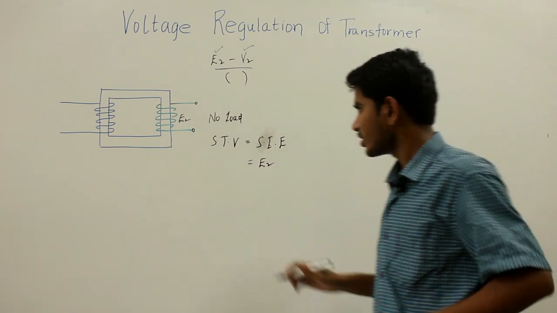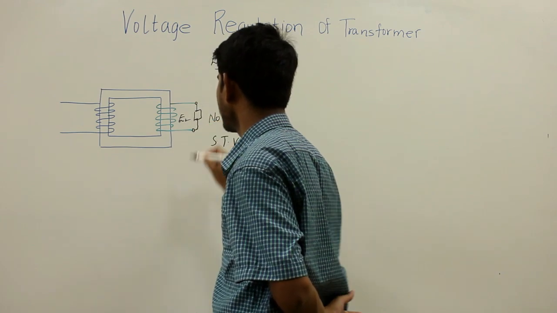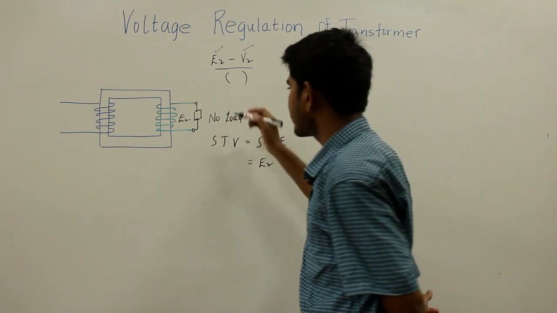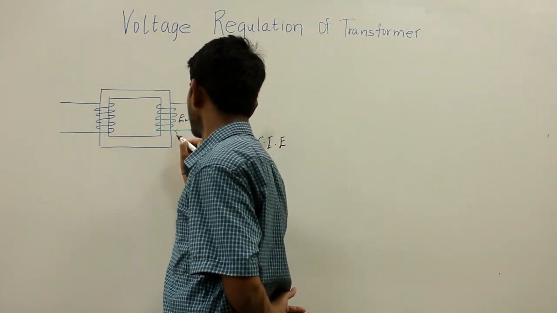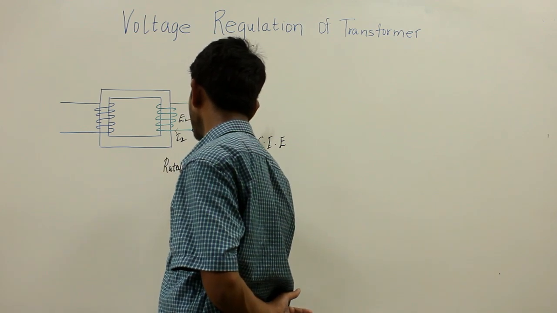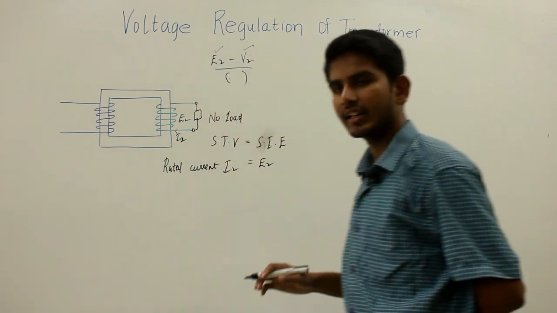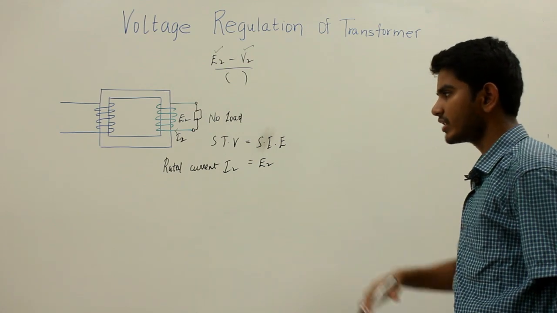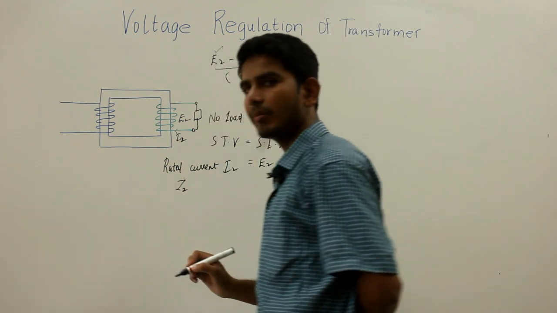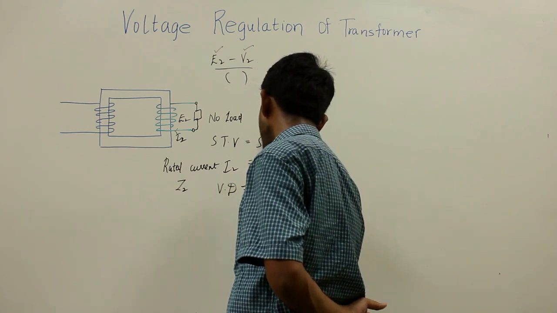Now when a full load is connected to the open circuited secondary terminals, it will draw a rated current. So the rated current I2 starts flowing in the secondary circuit. This rated current also results in a voltage drop in the secondary circuit, and if Z2 is the secondary impedance of the transformer, then the voltage drop will be equal to I2 Z2.